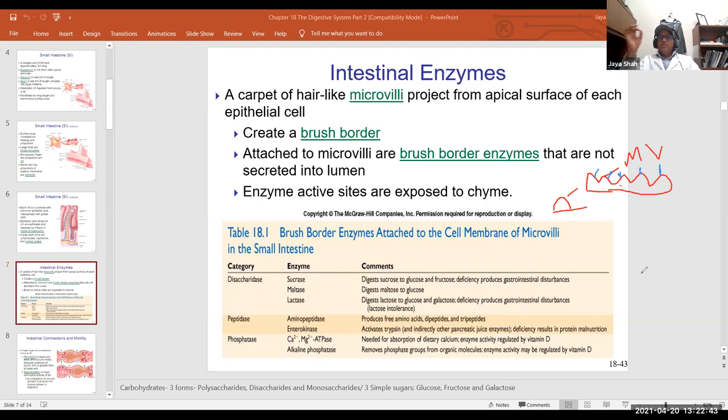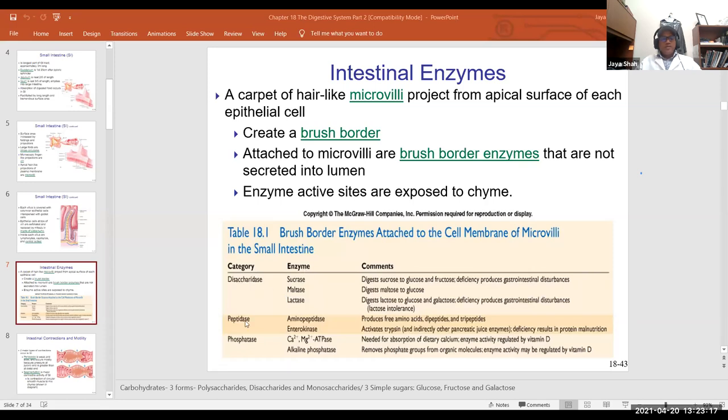That means to be digested, a molecule must come to the epithelium. That's why mixing in the small intestine is important, so that all molecules ultimately come here. Okay. So these brush border enzymes have active sites exposed to the chyme. And here are the enzymes, the list of the enzymes.